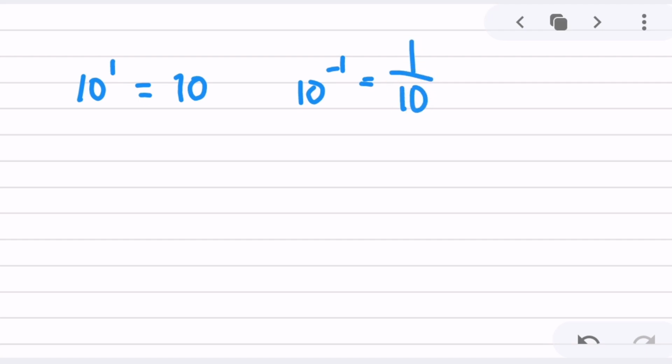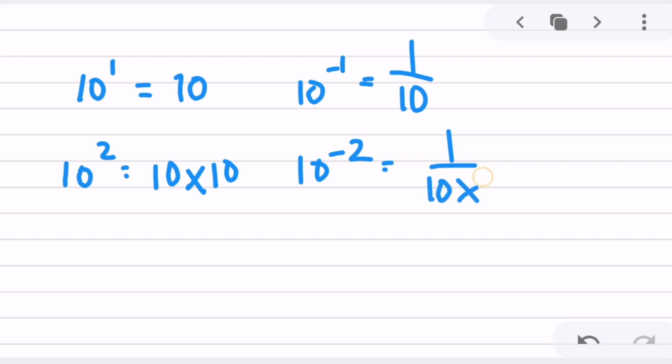Now let's try to summarize how to evaluate expressions which have negative exponents through the following examples. For 10 raised to positive 1, we simply have 10. While for 10 raised to negative 1, what we had a while ago is 1 divided by 10. For 10 raised to positive 2, we have 10 times 10. While for 10 raised to negative 2, it is actually the same as 1 over 10 times 10.